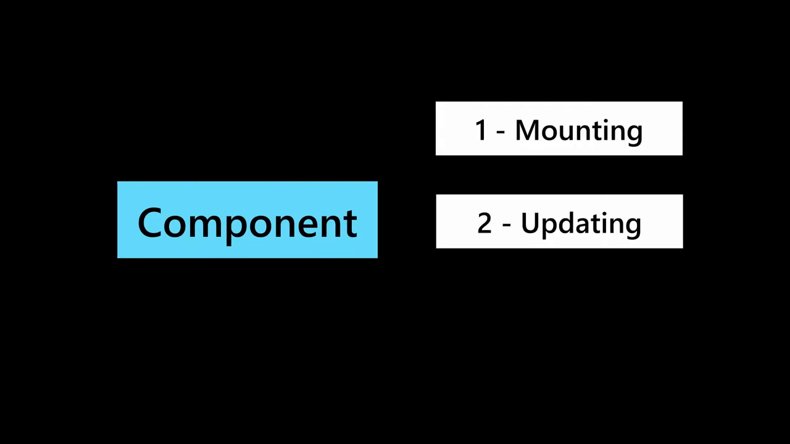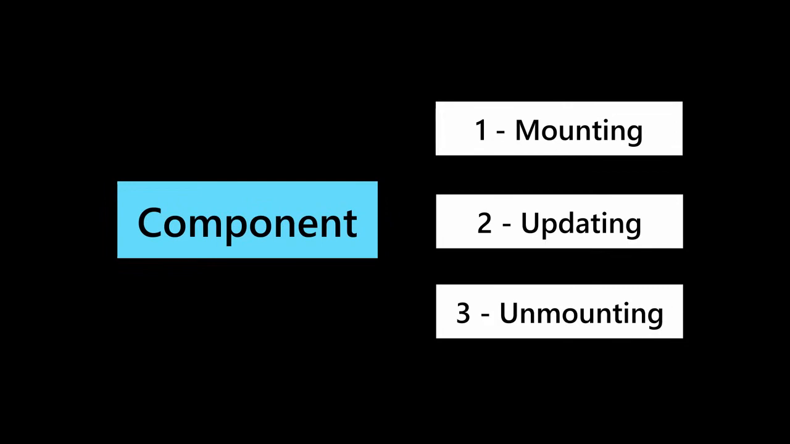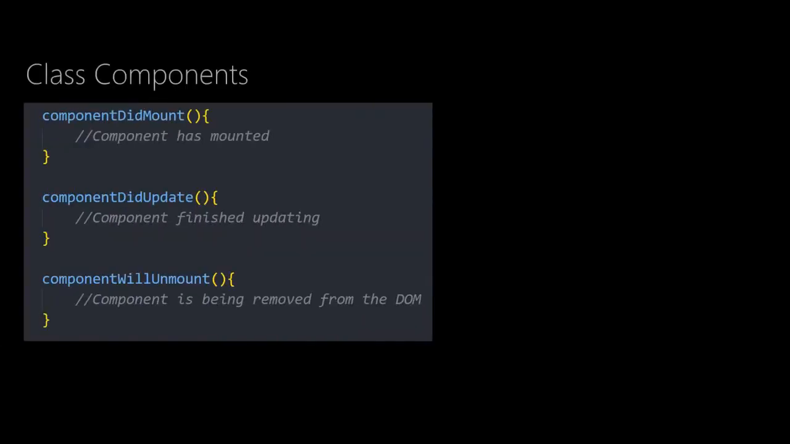Each component has a mounting phase for when it's first being added to the DOM, an updating phase for when we are modifying something and that component needs to update, and an unmounting phase for when this component will be removed from the DOM. With class components, we have these three methods to take care of these lifecycle methods. We have componentDidMount, componentDidUpdate, and componentWillUnmount.